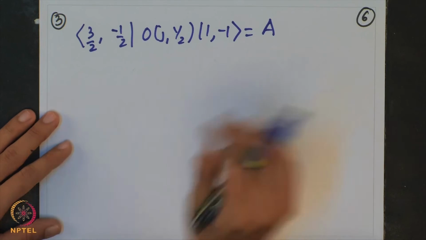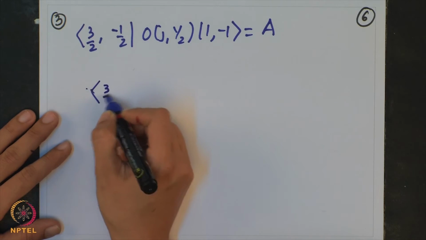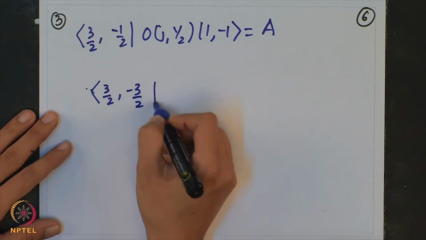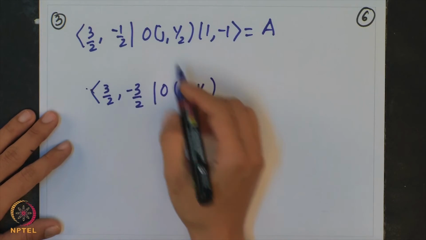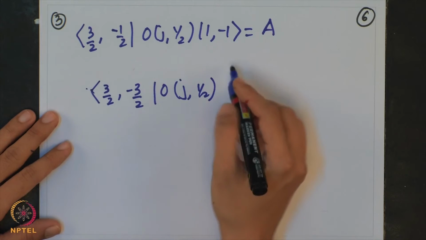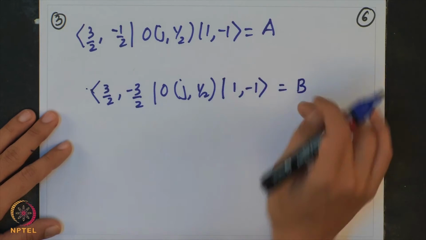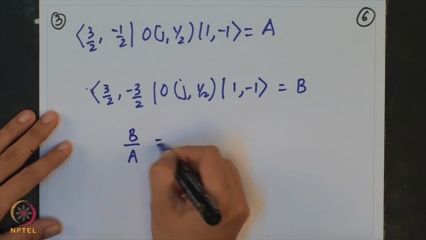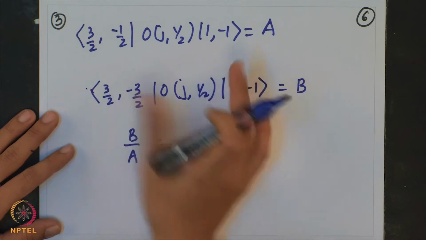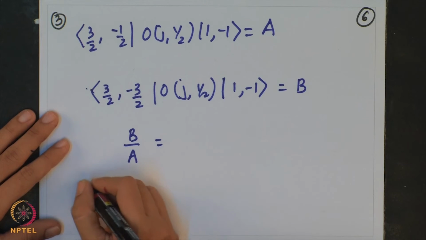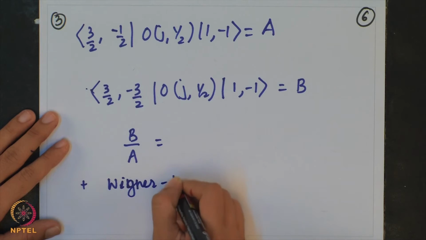You can evaluate that, and then you can call this quantity ⟨3 by 2, minus 3 by 2| J |half, half⟩. The observable is the same, similar one. So, this will be 1 minus 1. You can call this B, take the ratio of B by A, and then evaluate this quantity. You can easily determine this quantity. You have to use the Wigner-Eckart theorem.